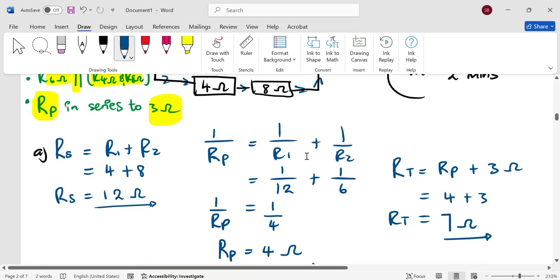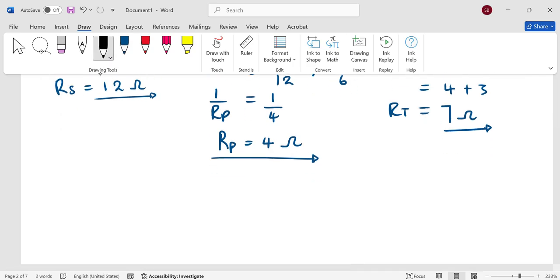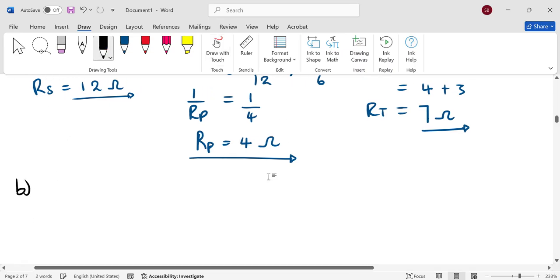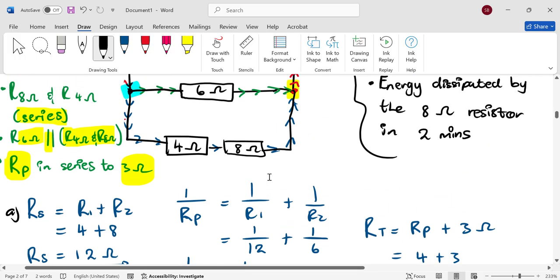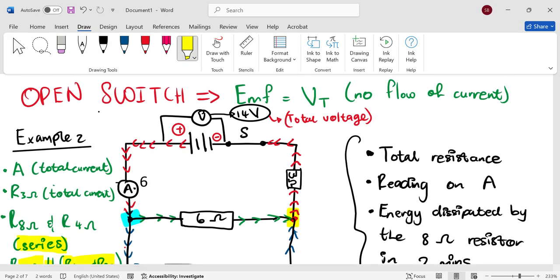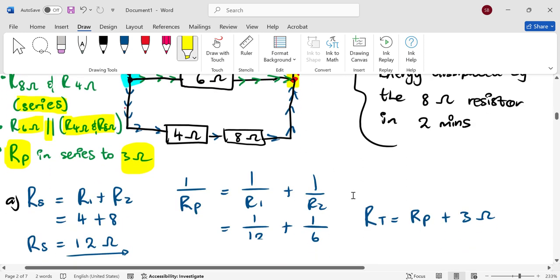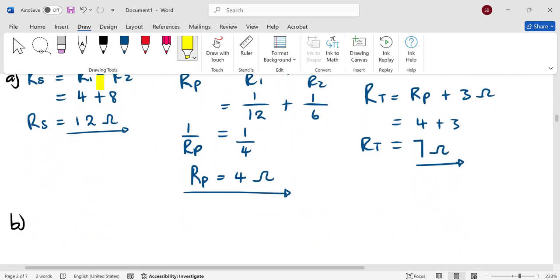So now they want the reading on A, right? Sorry, that's supposed to be question B. So question B should be the reading on A. So what do we know about A? We know that A reads, remember, the total current. So that tells me that I want I total.